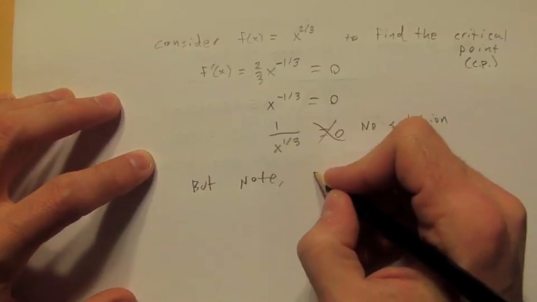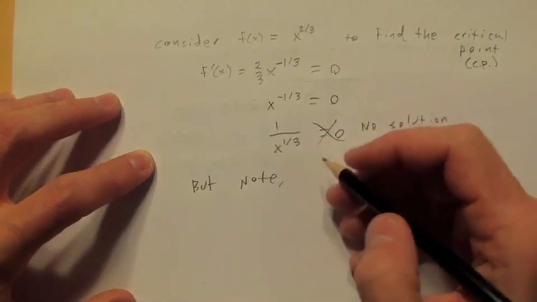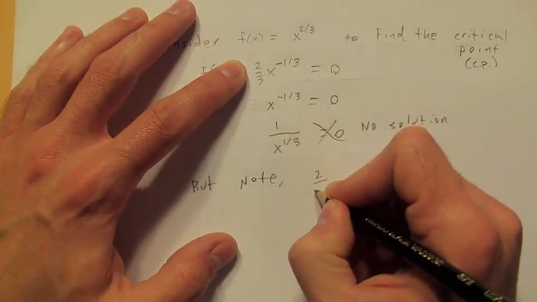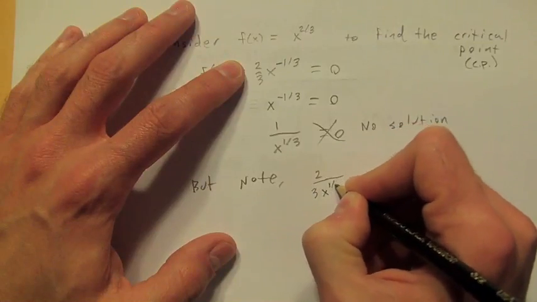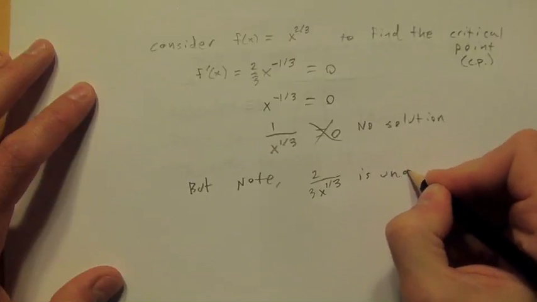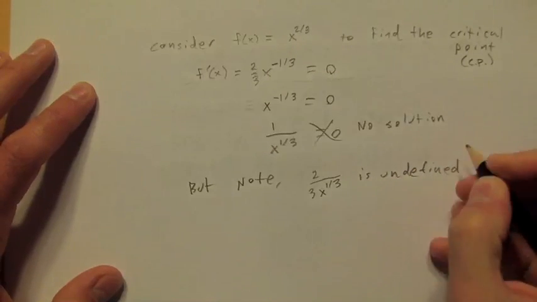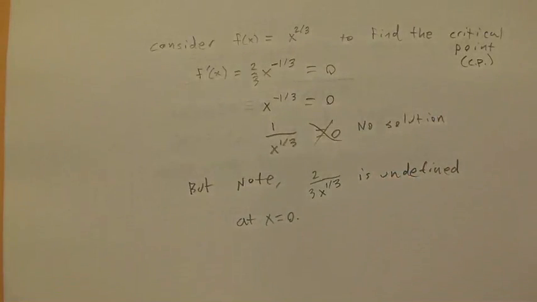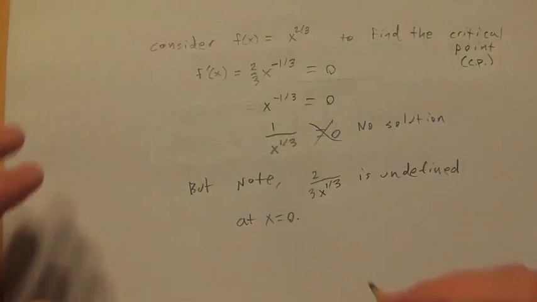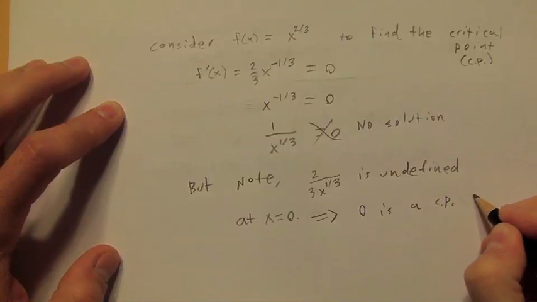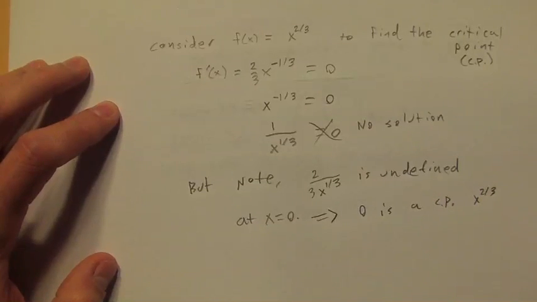But note that 1 over x to the 1/3, or let me just say 2/3 over x to the 1/3 in the fraction, this thing is undefined at x equals 0, because if we try to plug 0 in, we get division by 0. And since this thing is undefined or does not exist at 0, this means that 0 is a critical point of the original function x to the 2/3.